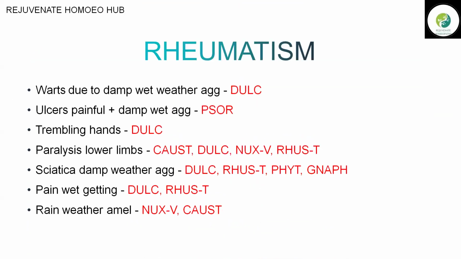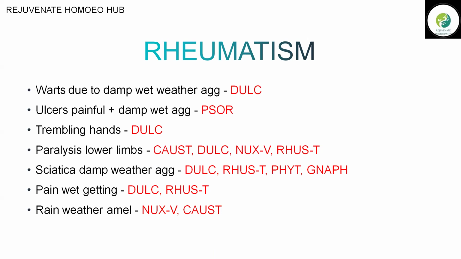Rheumatism. Warts due to damp wet weather, aggravation is Dulcamara. Ulcers painful is Sarsaparilla. Trembling in hands, Dulcamara. Paralysis, as I said, Causticum, Dulcamara, Nux vomica, Rhus tox. Sciatica, damp weather aggravation. Dulcamara, Rhus tox, Phytolacca, Gnaphalium.